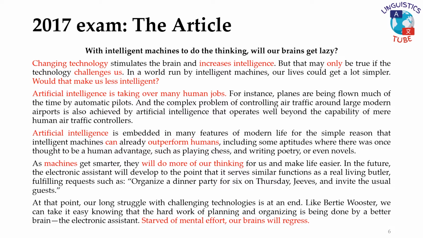Like I said, this is the key information that you must include in your summary. However, if you want to provide more context, you could briefly include additional information from the article, like the examples of automatic pilots, playing chess, and the electronic assistant.